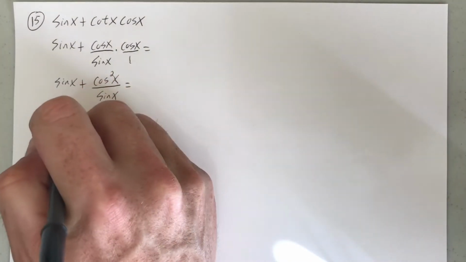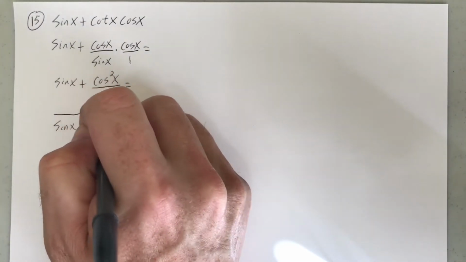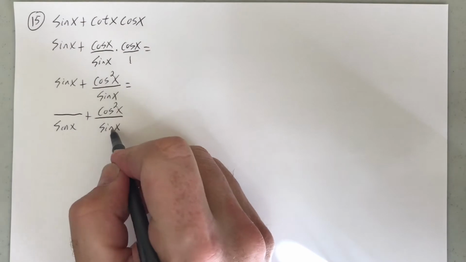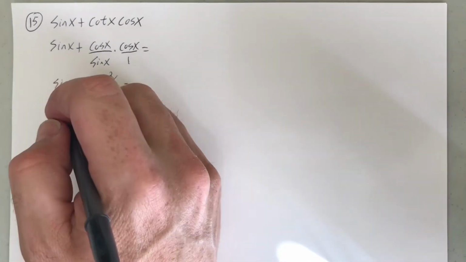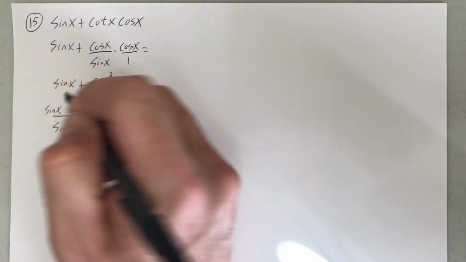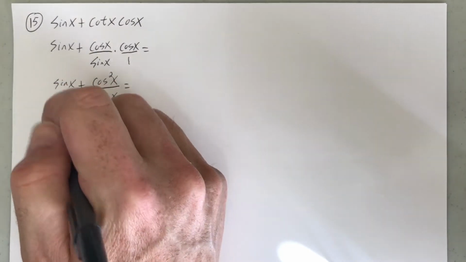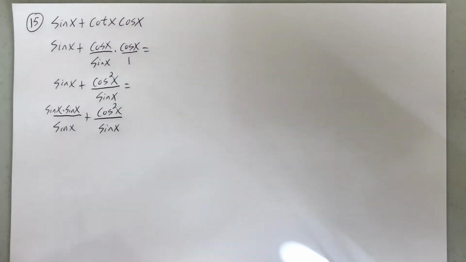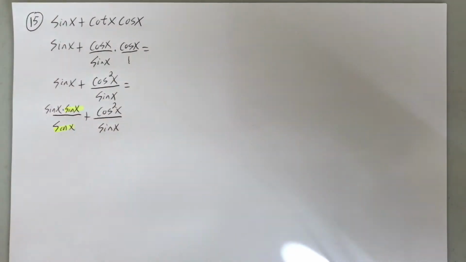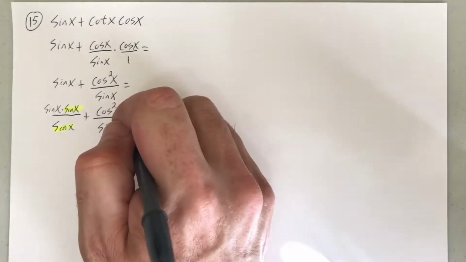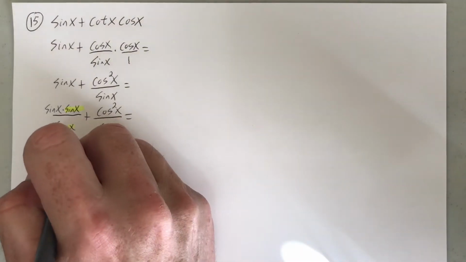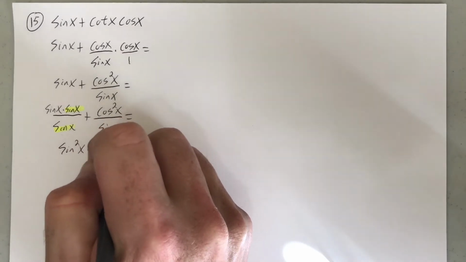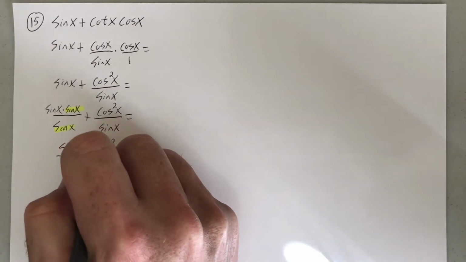So if I put a sine x here with my common denominator, obviously this side, nothing is going to change because it already has the common denominator. Over here, I have a sine x up top. If I want to put this with the sine x in the bottom, that means I have to multiply the top and the bottom by sine x. So that is how I am correcting for my numerator. So then this would give me sine squared x plus cosine squared x over sine x.